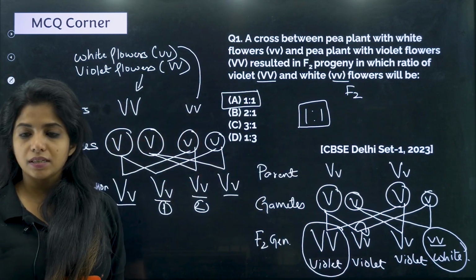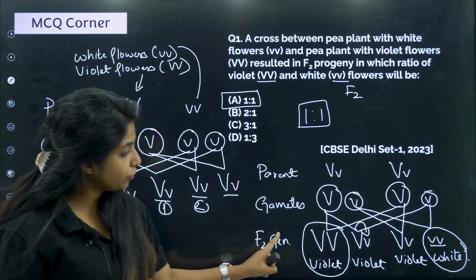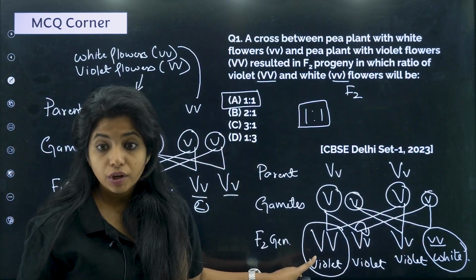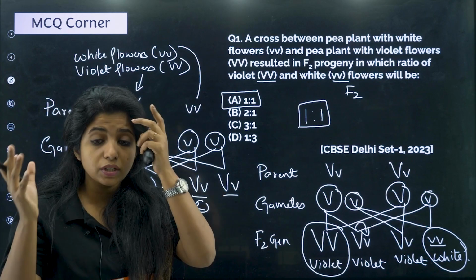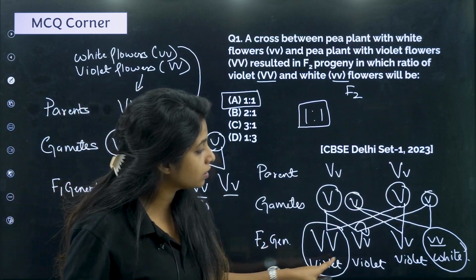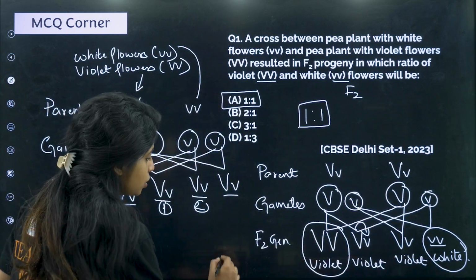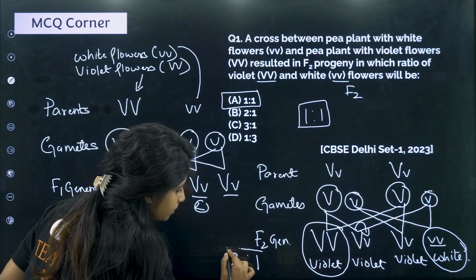Okay. Now if you are asked about the phenotypic ratio of F2 generation, how will you write the answer? Phenotypic as in physical features. So phenotypically I can see 3 of them are violet and 1 of them is white. So I'll say phenotypic ratio is 3:1.